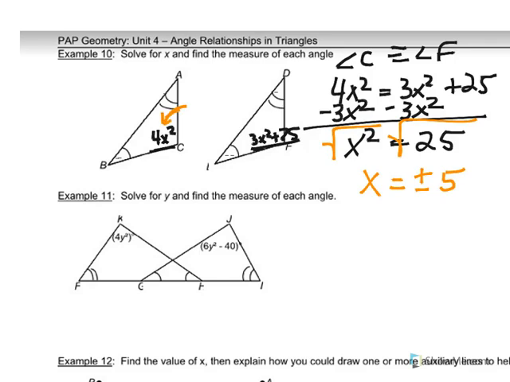So you could put negative 5 in there, and so if you had 4 times negative 5 squared, you would have 4 times 25, which would be 100. And if we put negative 5 in this one, we would have 3 times negative 5 squared, which would be 3 times 25, which is 75, plus 25 is 100. So you can see they come out the same. It would be the same with positive 5.